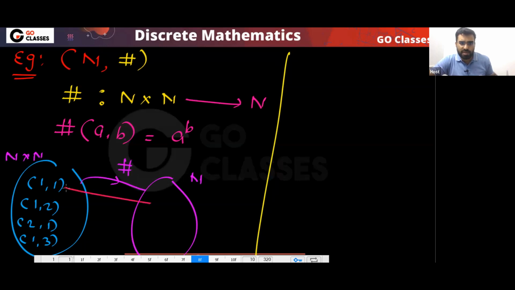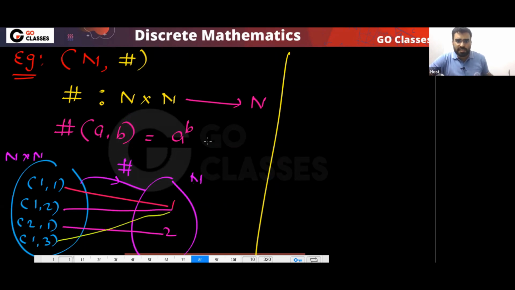So what is the image of 1 comma 1? That will be 1, because the image of a comma b is a power b. What is the image of 1 comma 2? Image of a comma b is a power b, so the image of 1 comma 2 also will be 1. Image of 2 comma 1 will be 2. Image of 1 comma 3 will be 1. So this is the idea.